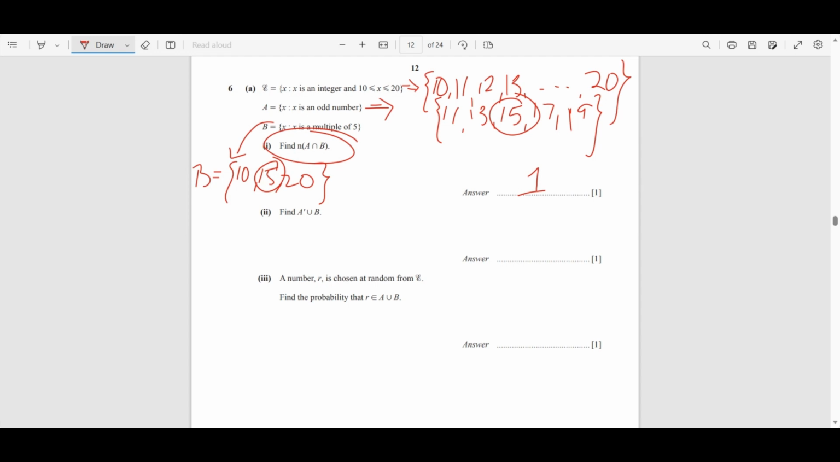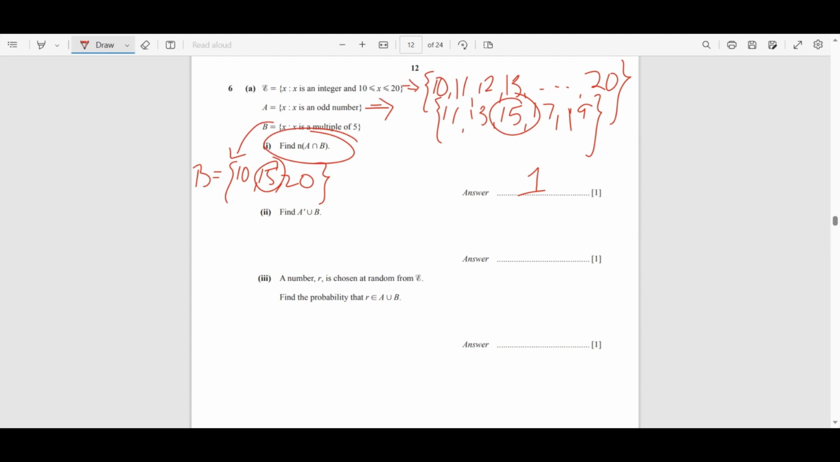Right. So for part 2, it says find A complement union B. Now it doesn't say N. It says you need to write the set. Okay, so first we need to see what A complement is. A complement means the elements in the universal set which are not in A. So that means all the even numbers, right? So all the even numbers united with B.